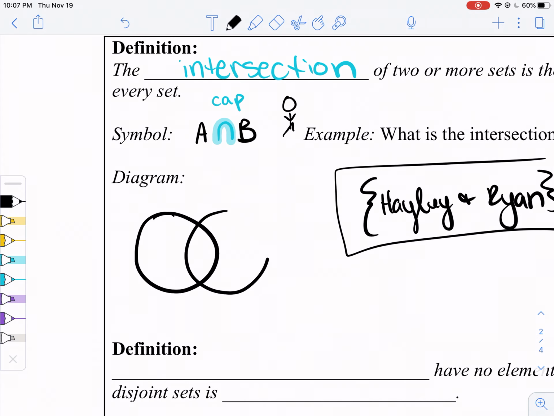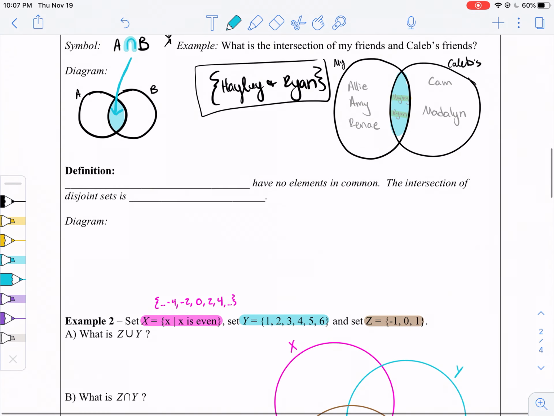So in our diagram, the intersection is just this middle part right here. So if you have A and you have B, then this area is A intersect B, or A cap B. Fun fact, right? So good.